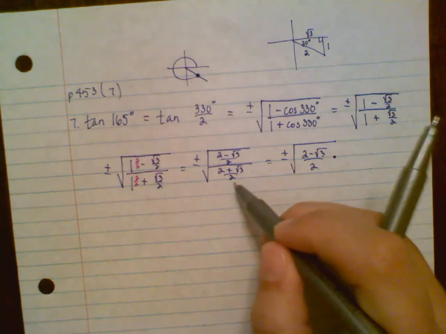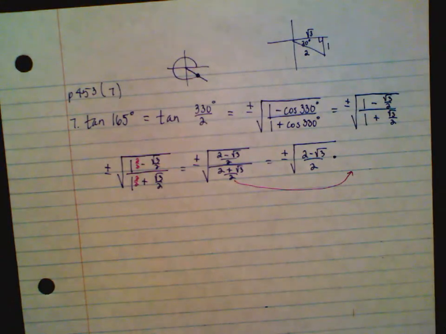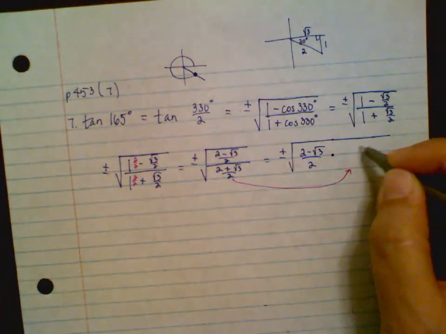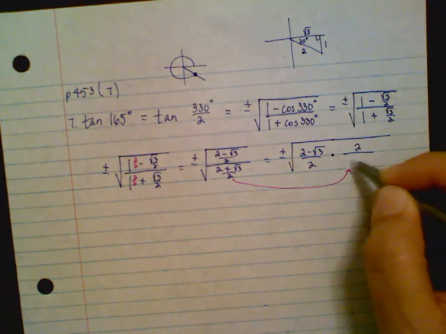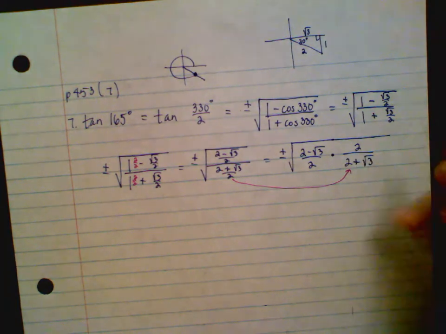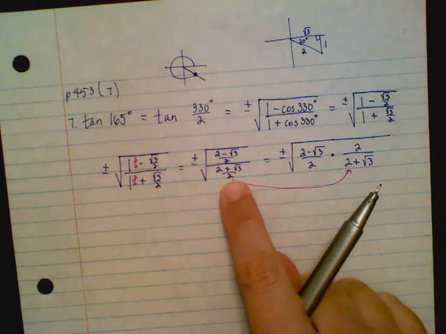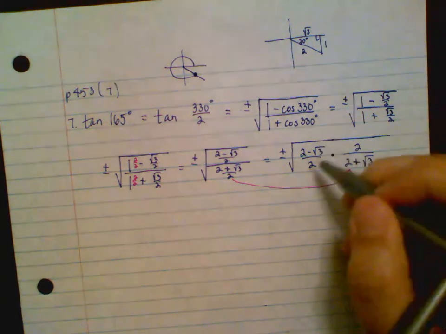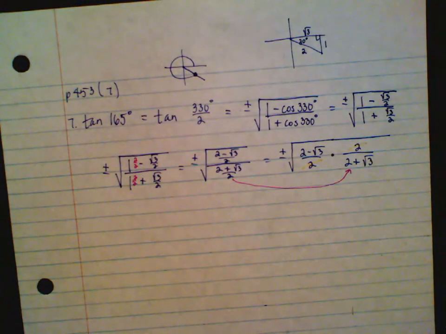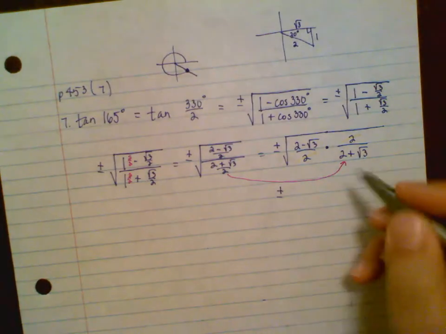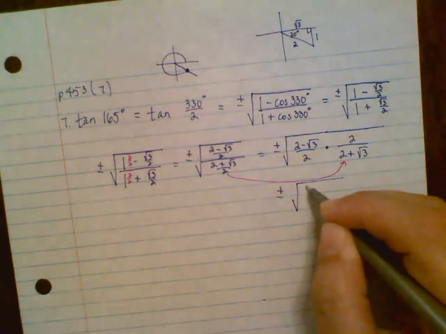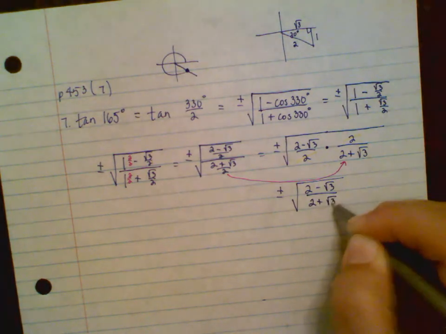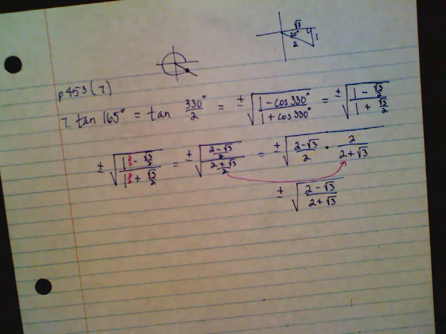And this becomes 2 minus the square root of 3 divided by 2 times, all right, this will go here because I'm dividing by a fraction. Let me extend this radical. So this becomes 2 divided by 2 plus the square root of 3. That's the second fraction, and I find its reciprocal. And when I do that, my 2's will divide out. I get that this is the positive or negative square root of 2 minus the square root of 3 divided by 2 plus the square root of 3.